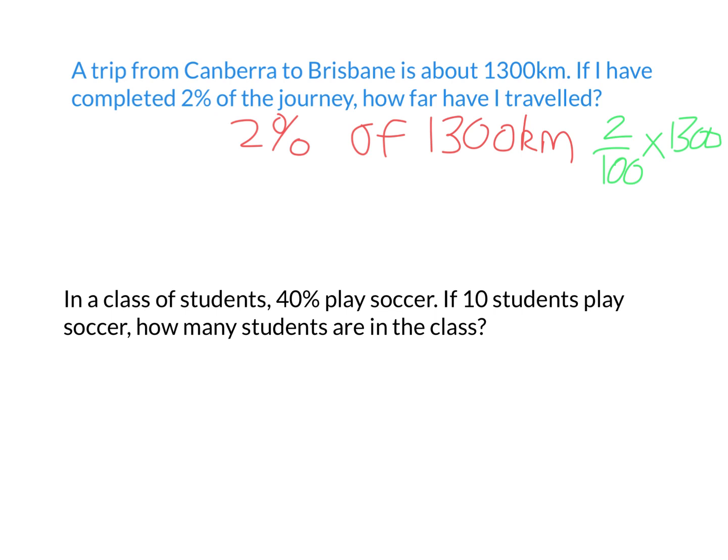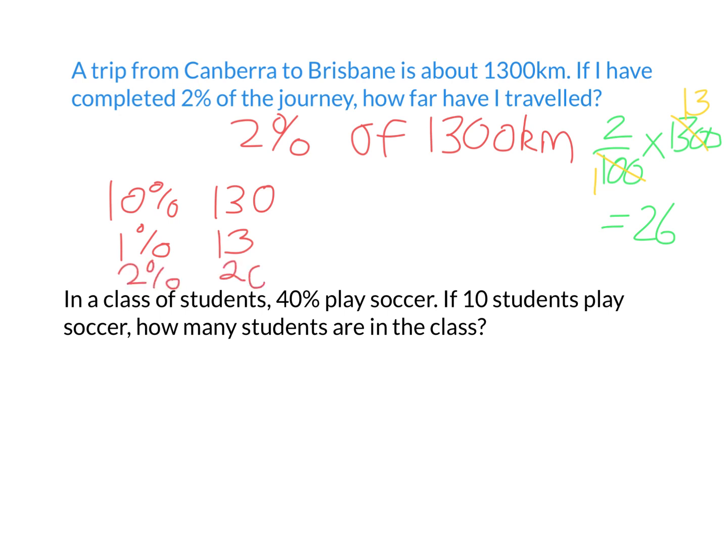Of course, we need to cancel. So 100 goes into itself once, goes into 1,300 13 times. You get 2 by 13, which is 26. Nothing wrong with doing that. Another way you could do it, we could find 10% of 1,300. So just divide it by 10, that's 130. Then 1% will just be that divided by 10, which is 13. If 1% is equal to 13, 2% is just 13 times 2, which is 26. So either way you do it, we get 26 kilometres.